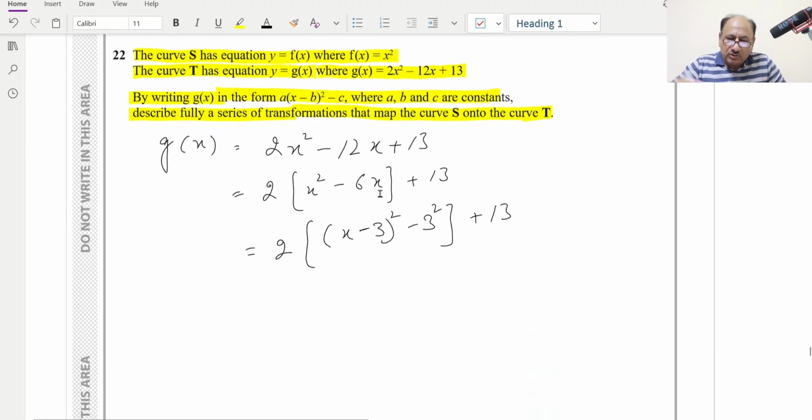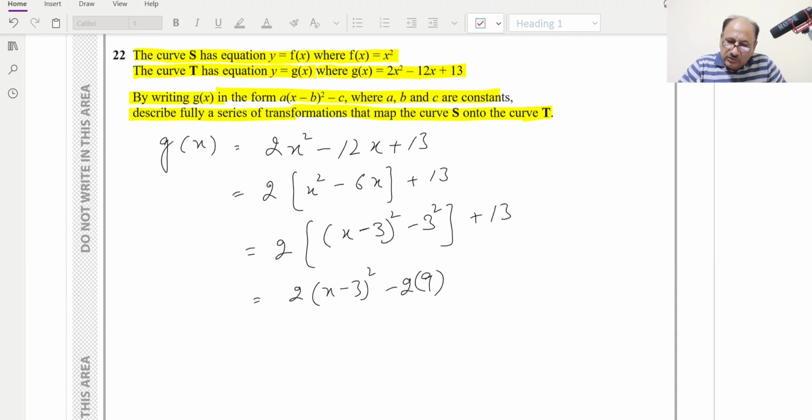This will be the completing the square method, and then we will open this bracket and we will get 2(x - 3)² minus 9 multiplied by 2, and this 2 is the one multiplying with the whole thing inside the bracket. So don't forget to multiply this 2, otherwise your answer will be wrong. We can rewrite it as 2(x - 3)² minus 18 plus 13, so it will be minus 5.